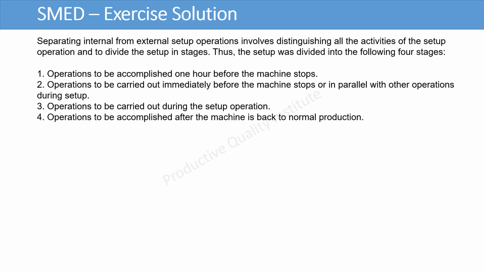Separating internal from external setup operations involves distinguishing all the activities of the setup operation and dividing the setup in stages. Thus, the setup was divided into the following 4 stages. 1. Operations to be accomplished 1 hour before the machine stops. 2. Operations to be carried out immediately before the machine stops or in parallel with other operations during setup. 3. Operations to be carried out during the setup operation. 4. Operations to be accomplished after the machine is back to normal production.